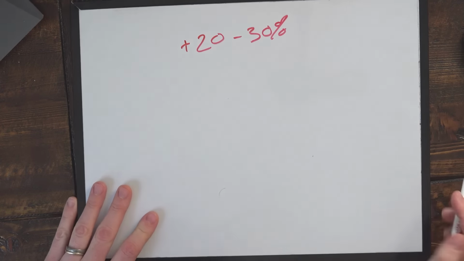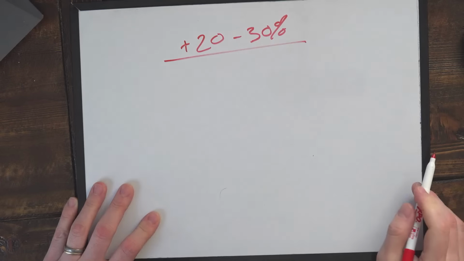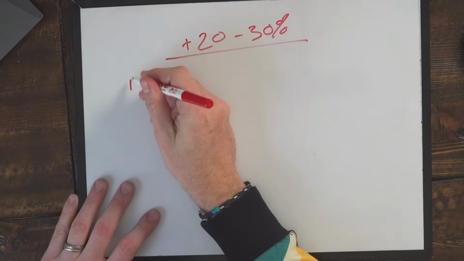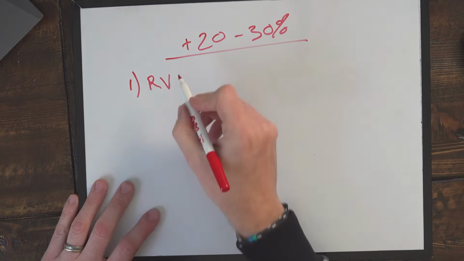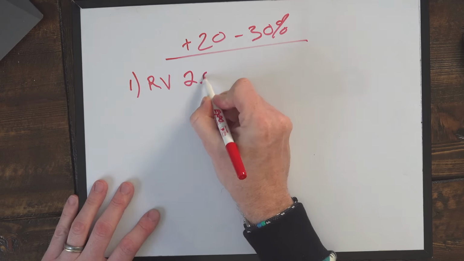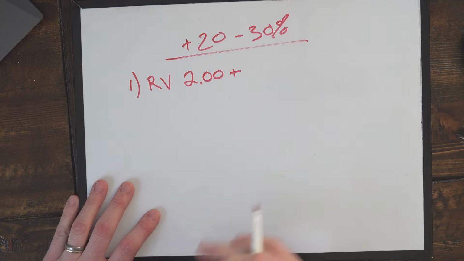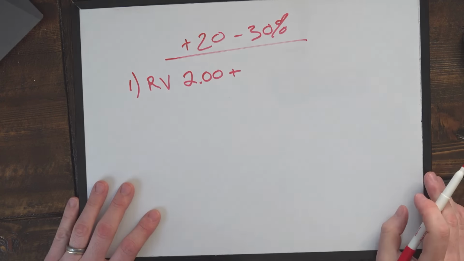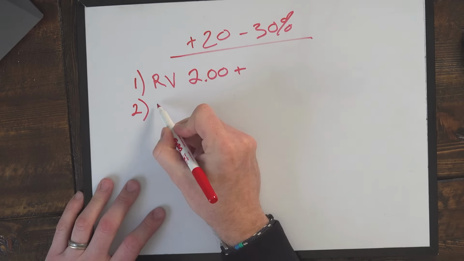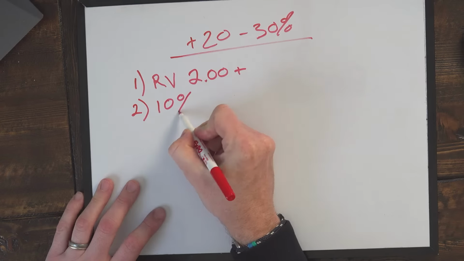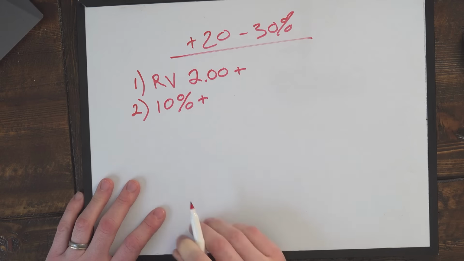It could even go up as much as 200% or 300%. So number one, relative volume, I'm just going to say RV, needs to be at least 2 or higher. So that means twice the relative volume of a typical day. Number two, I would say the stock has to be up at least 10% for me to even consider it.